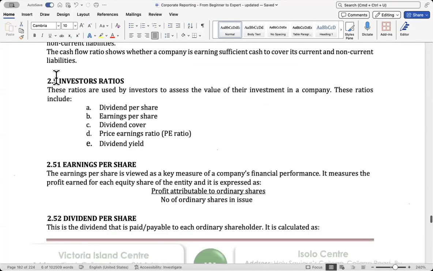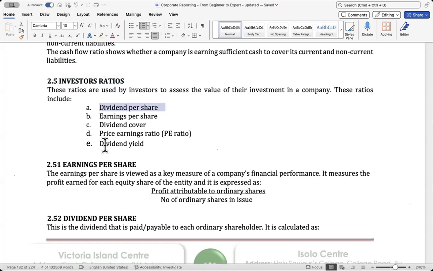Now, there are investors ratios. And these ratios are popular for companies that are quoted and for shareholders. And in the exam, they will simply ask you for investors ratios if they want you to compute any of these ratios. So the first one is dividend per share, which is total dividend over number of ordinary shares, right? And that's dividend per share.